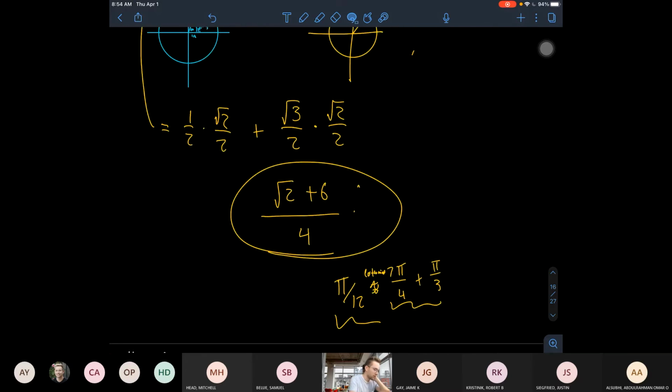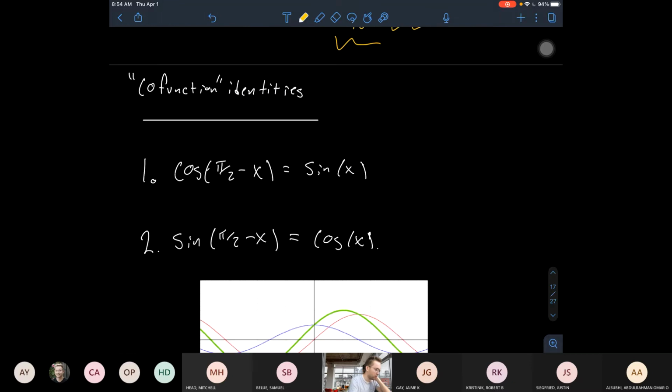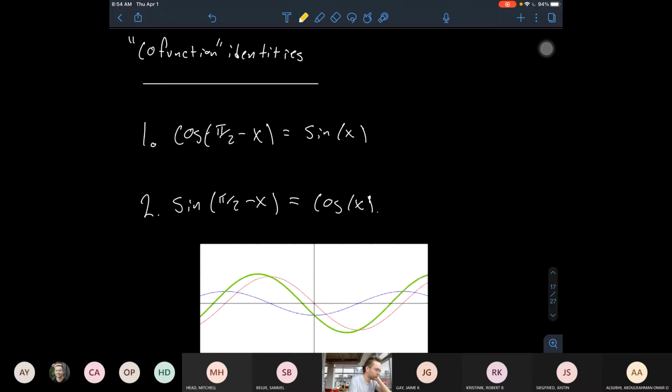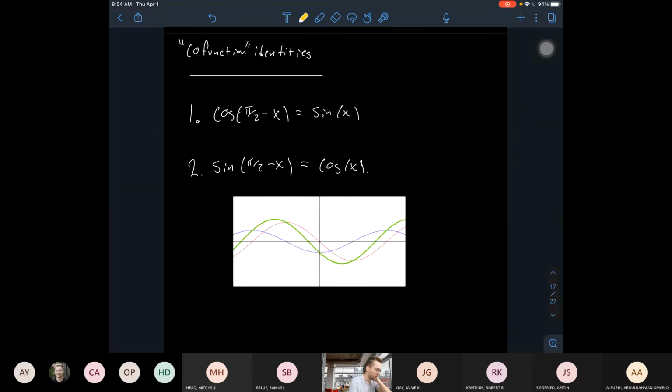Okay, I think I've said enough about the sum and difference identities. What I want to talk about now are what we call the cofunction identities. This is the first time I've ever heard the word cofunction. Maybe I heard it at some point, but it's not super well known by this name, I guess, but this is one name that you can use to talk about it.